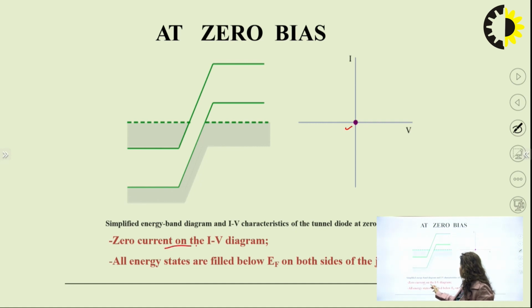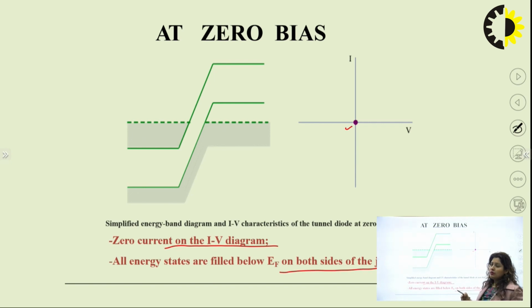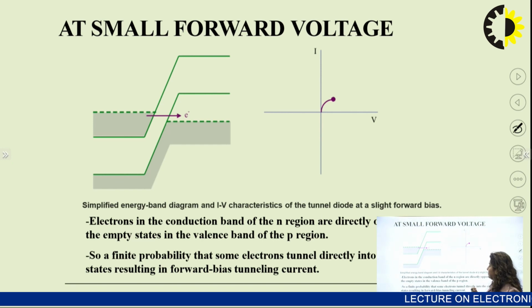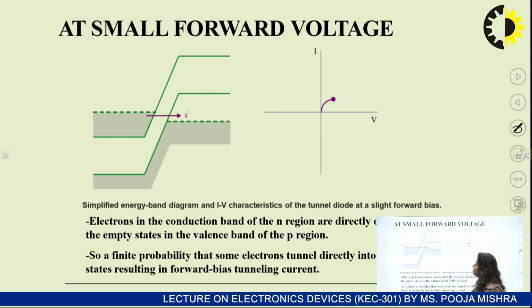So zero current on the IV diagram you can see, and all energy states are filled below EF on both sides of the junction. So whatever the electrons and holes, they will be occupied by the conduction band and the valence band.